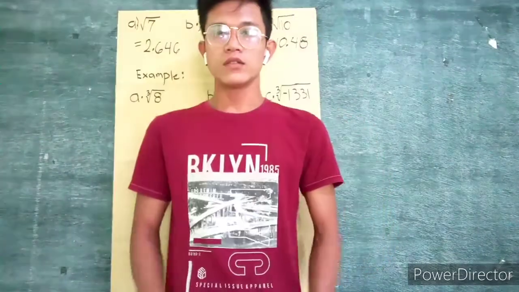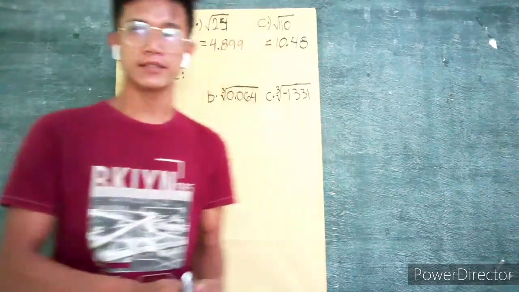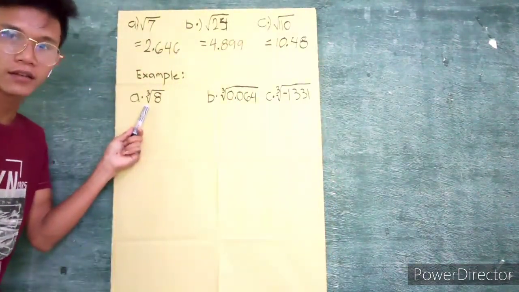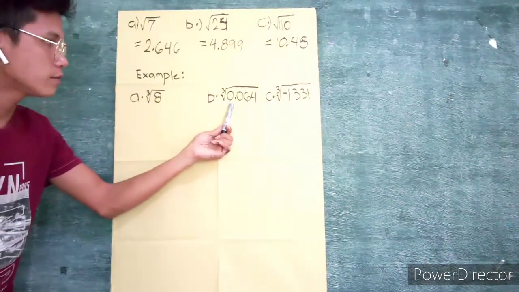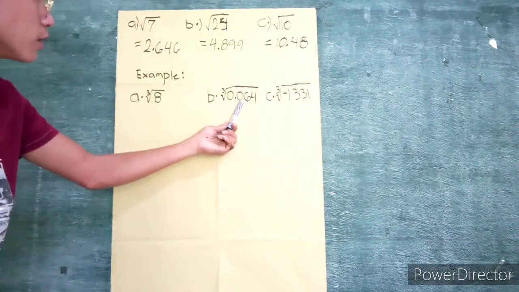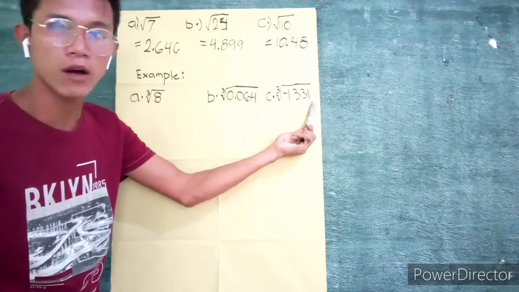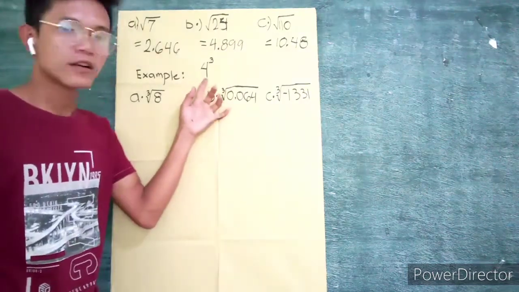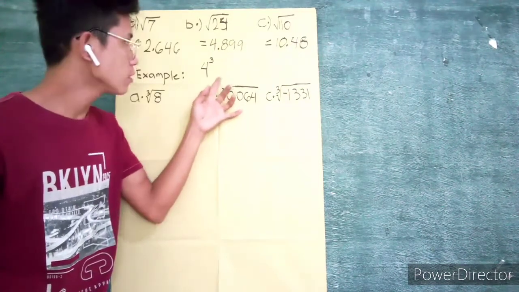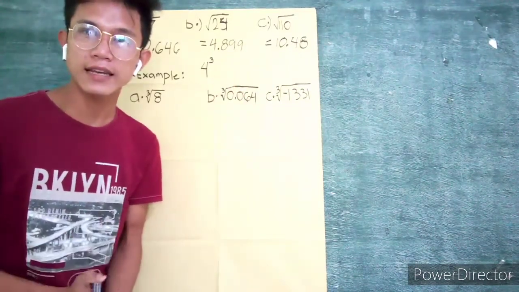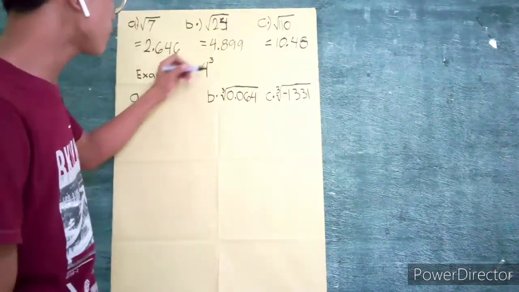Very good. So now, what if we are going to solve an expression like this? Okay? Cube root of 8. Cube root of 0.064. Cube root of negative 1331. For example, we have 4 raised to 3 or cube root of 4. So 4 times 4, that is 16. 16 times 4, it is 64. Okay? Positive 64.